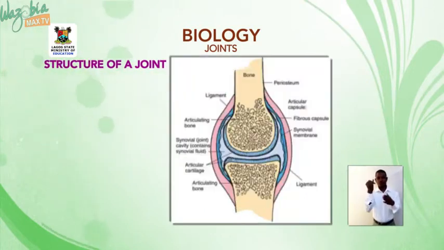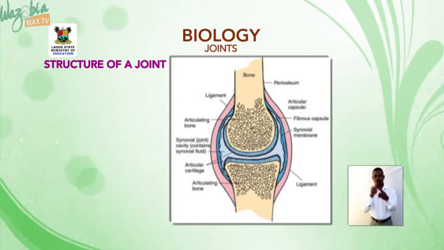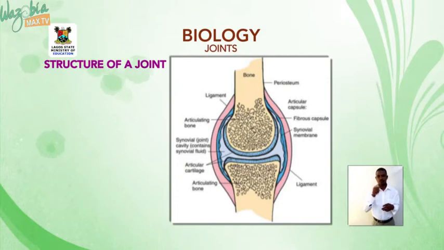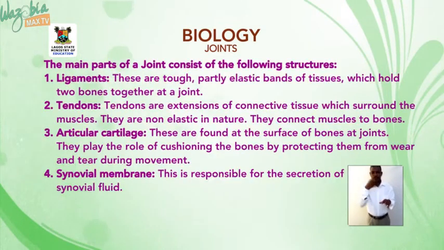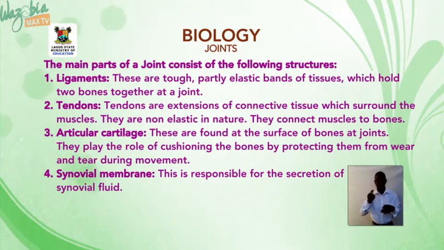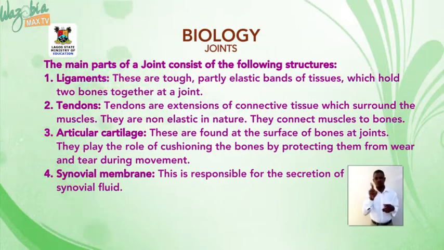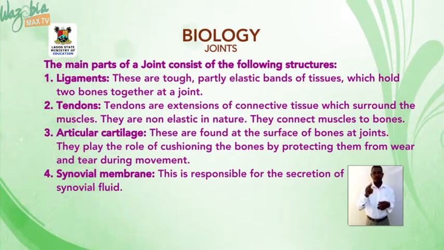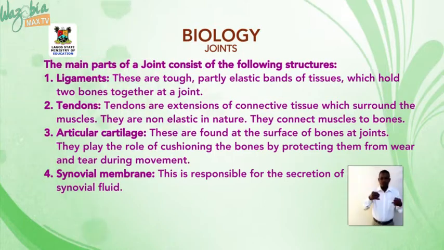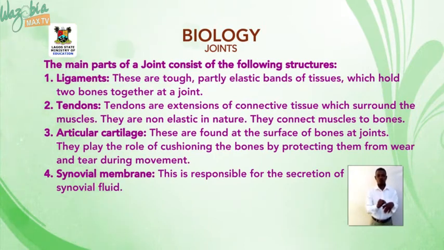Structure of a joint. The above diagram consists of the main parts or structures of a joint, namely ligaments. These are tough, partly elastic bands of tissue which hold two bones together at a joint. Tendons. Tendons are extensions of connective tissue which surround the muscles. They are non-elastic in nature and they connect muscles to bone.